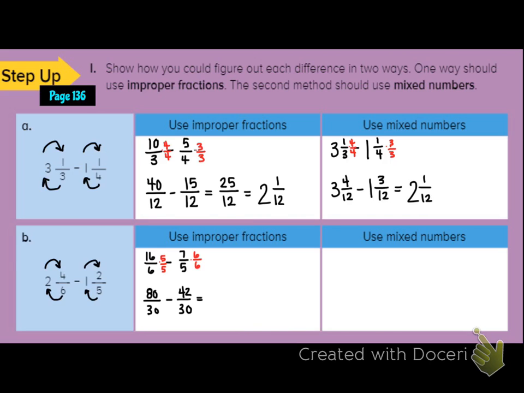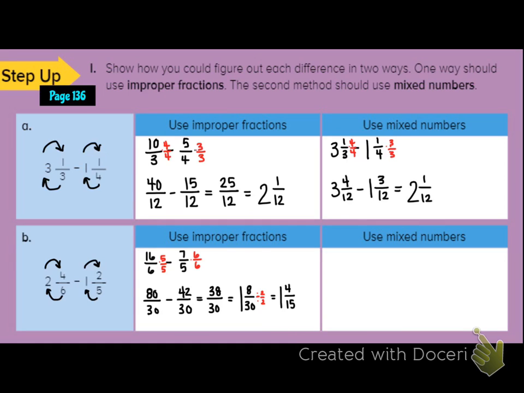When I subtract, I get 38 thirtieths. So looking at 38 thirtieths, I see it goes in one time. I have 8 left over out of 30. And this time I can actually reduce. So I'm going to divide by 2 over 2. And I get 1. Now you notice the whole number doesn't change. And 4/15. Okay, so 1 and 4/15.